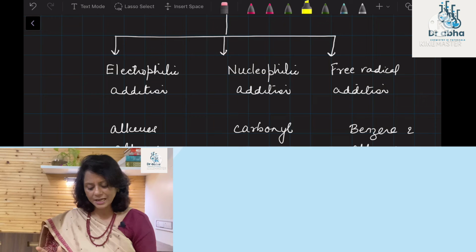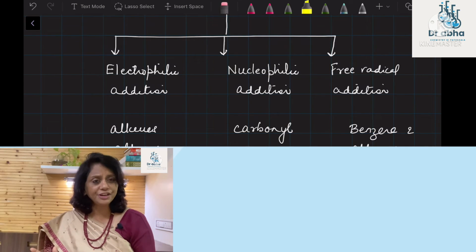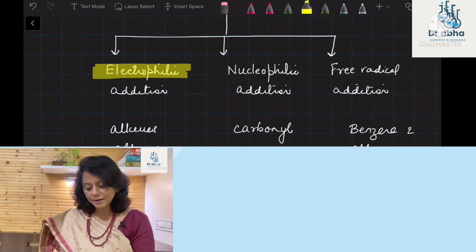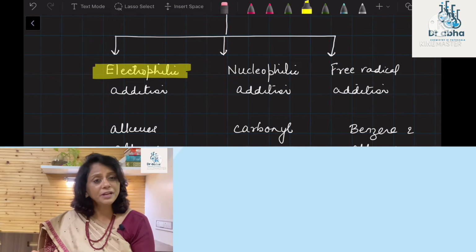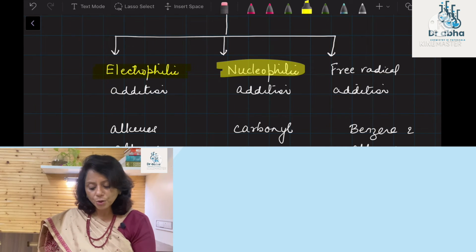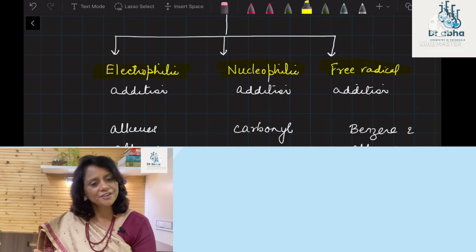Let's move on to their types. There are primarily three types of addition reactions. The first is electrophilic addition, where the rate determining step will be the addition of the electrophile. Nucleophilic, where the rate determining step will be the addition of a nucleophile. Free radical, where the rate determining step will be the addition of the free radical.